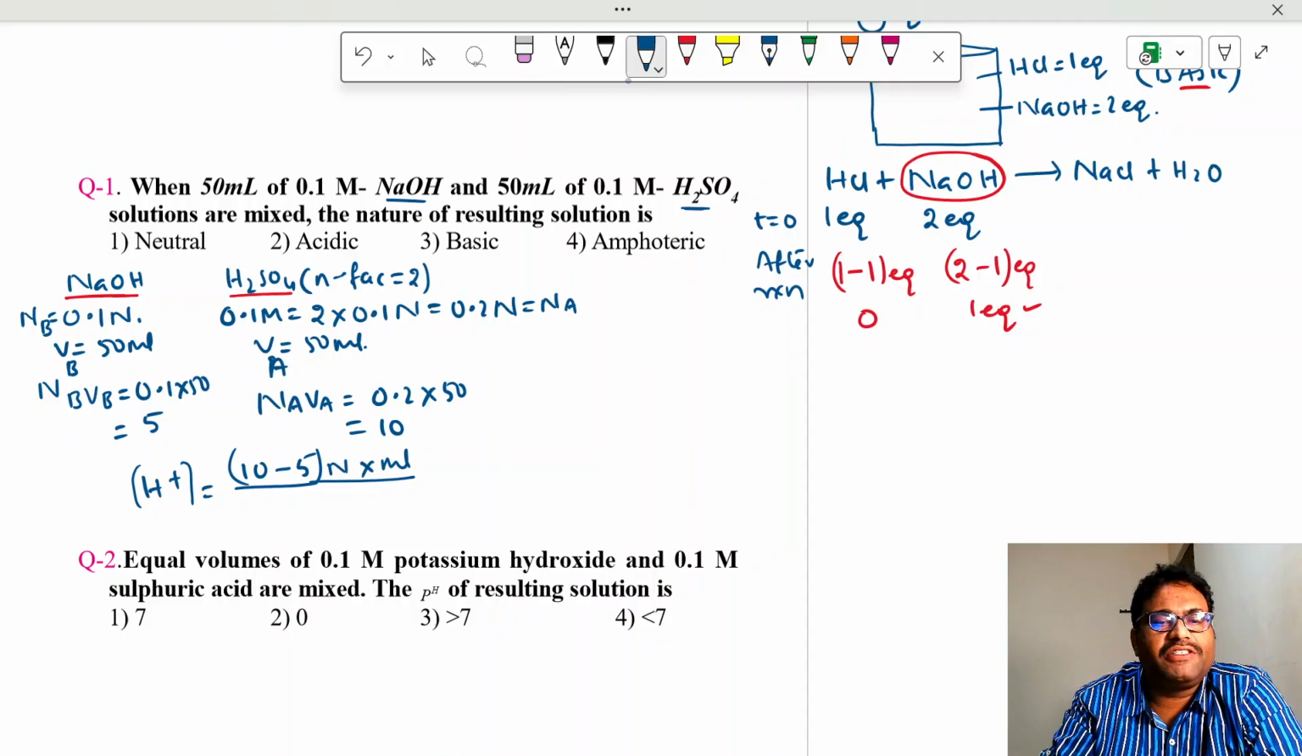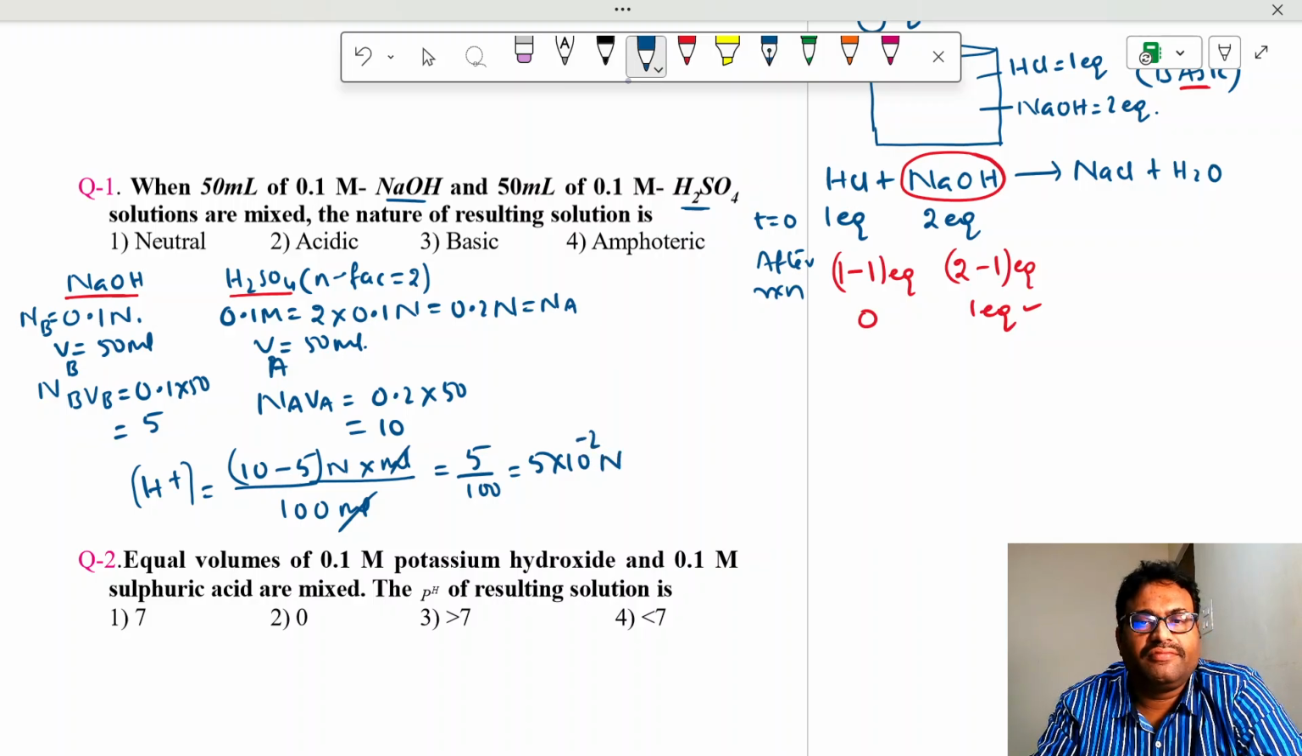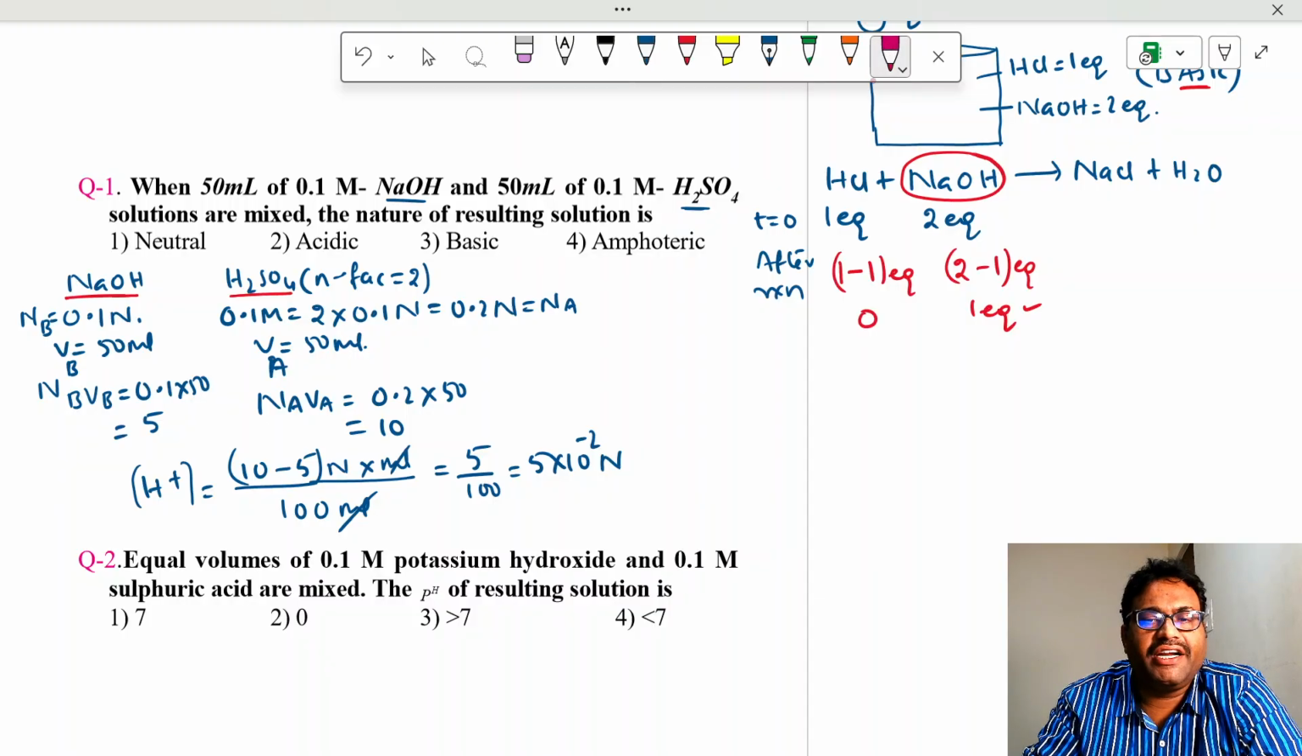50 plus 50 will be equal to how much? 100 ml. ml gets cancelled. Then what do you get? 10 minus 5 will be 5. 5 by 100, that is equal to 5 into 10 power minus 2 normal. So what did we get here? We got the H plus ion concentration.